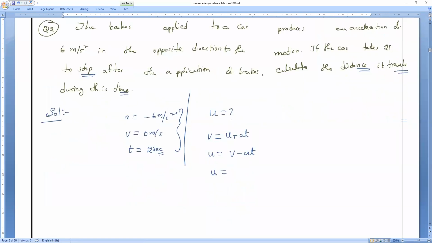So what will happen? Final velocity is 0. Initial velocity is 0 minus the acceleration, which is minus 6, into time, which is 2. Minus into minus is plus. 6 twos are 12 meter per second. So what is the initial velocity? 12 meter per second.